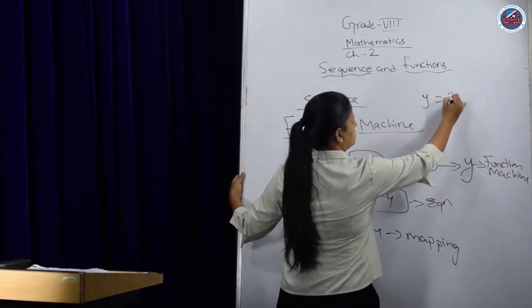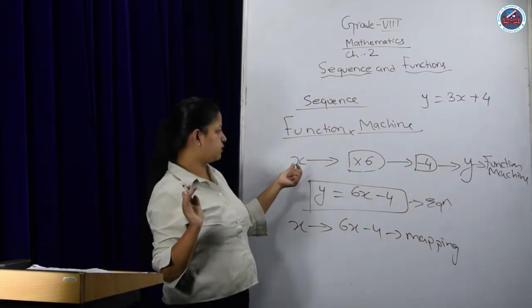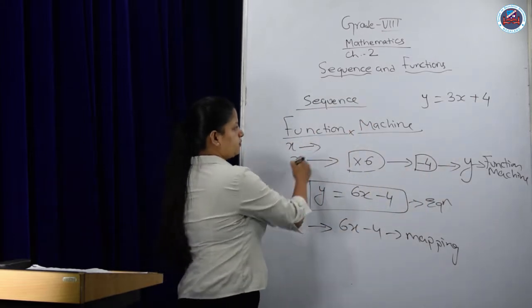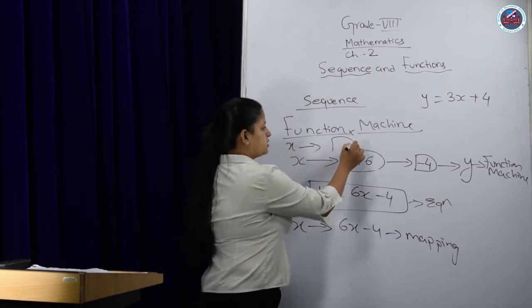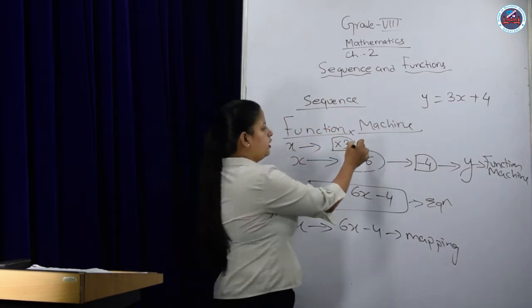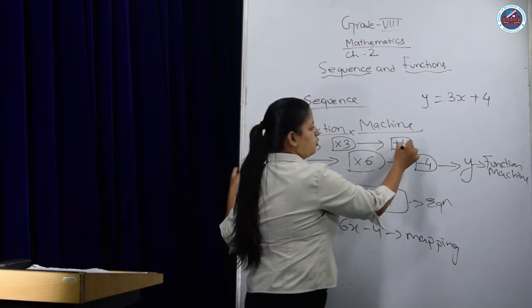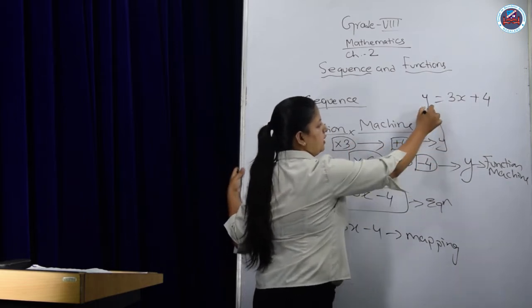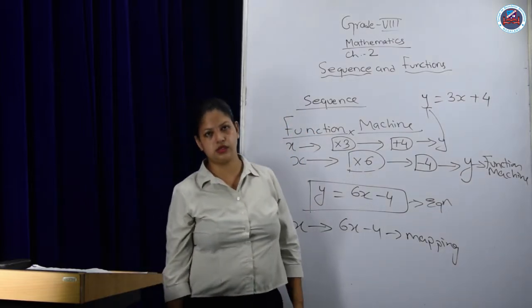Y is equal to 3x plus 4. Then what would you do? X would be x here. With x, first 3 is multiplied. You will make a box like this and do times 3 because 3 is multiplied. Further you will go, added 4. Again you will add plus 4. That will give you y. Simple. That's your mapping or function machine.